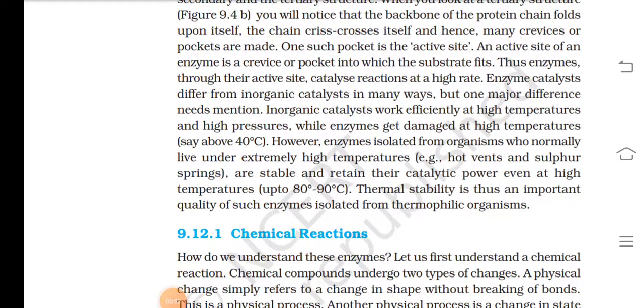Enzyme catalysts differ from inorganic catalysts in many ways, but one major difference needs mention: inorganic catalysts work efficiently at high temperature and high pressure, while enzymes get damaged at high temperature, that is, above 40 degrees Celsius. However, enzymes isolated from organisms that normally live under extremely high temperatures, for example hot vents and sulfur springs, are stable and retain their catalytic power even at high temperatures up to 80 to 90 degrees Celsius. Thermal stability is thus an important quality of such enzymes isolated from thermophilic organisms.